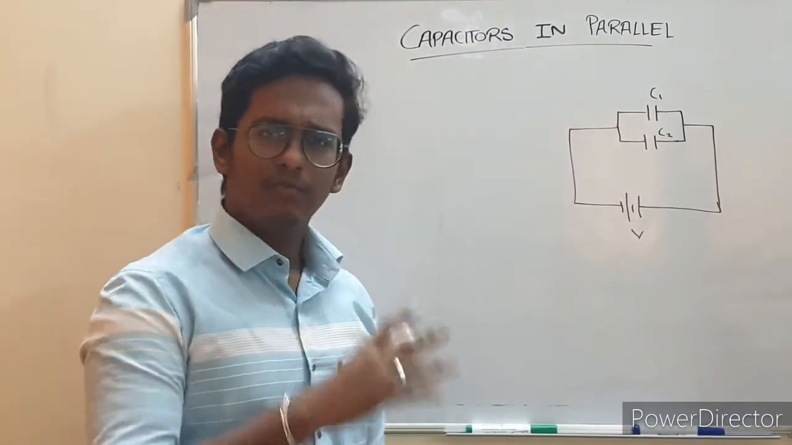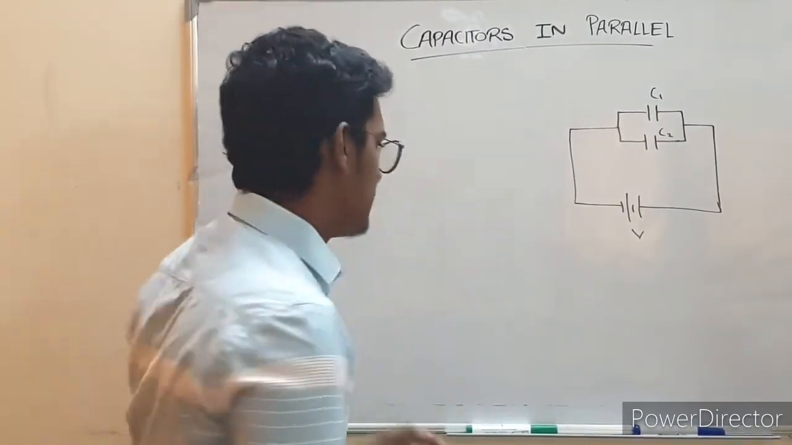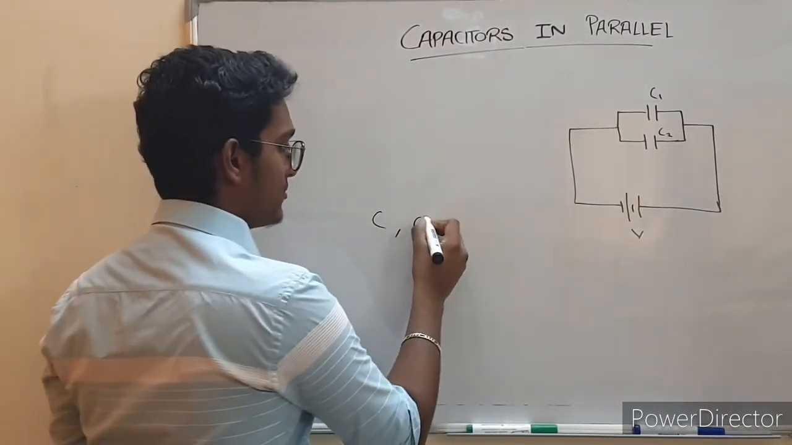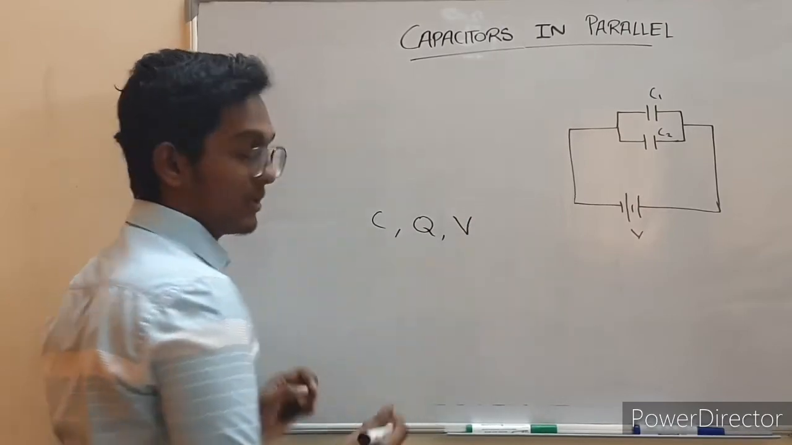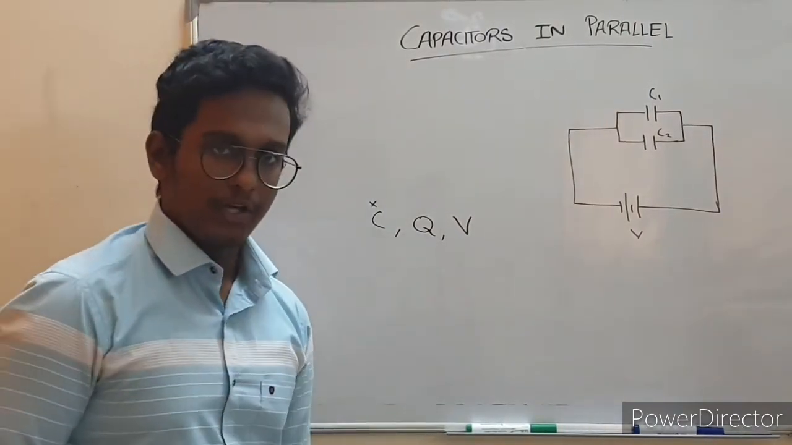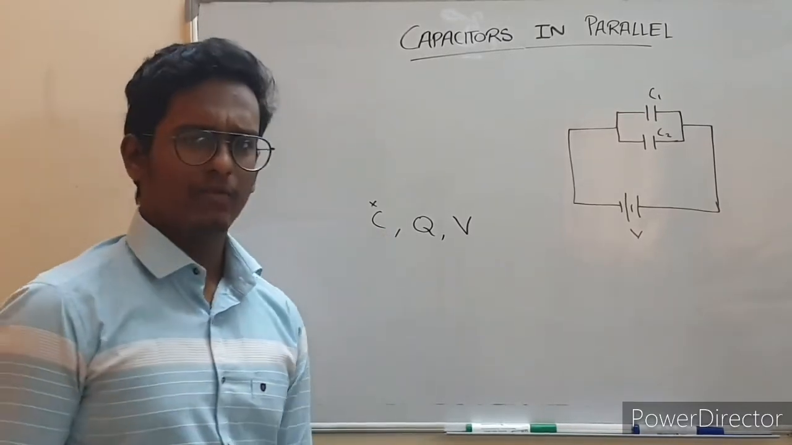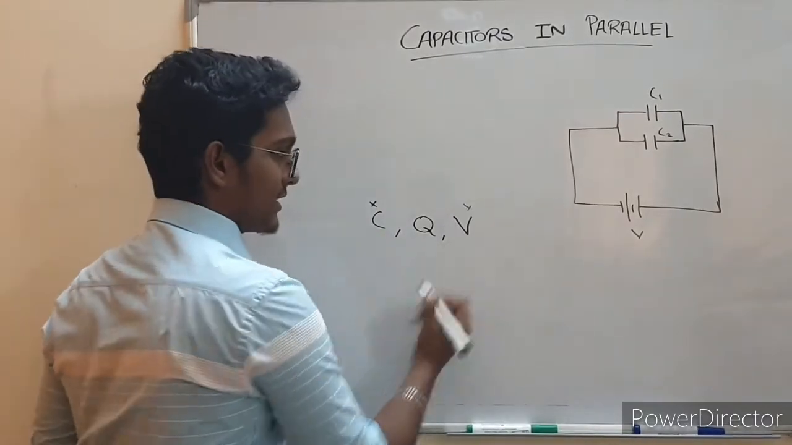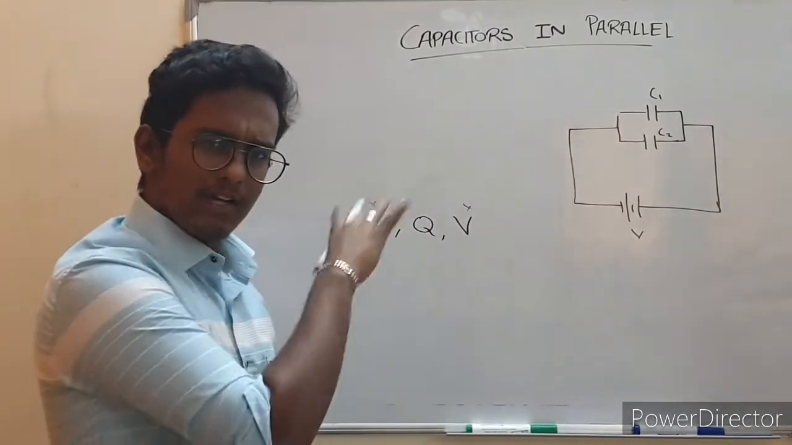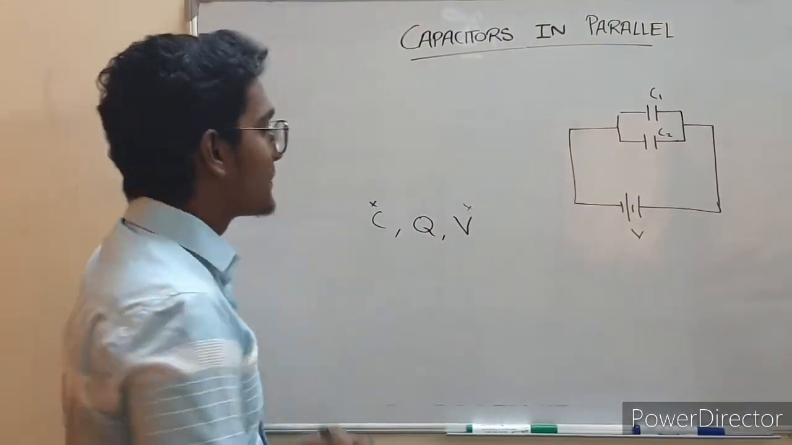So what other term from the capacitance formula can be used? The capacitance formula has the term capacitance, has the term charge, has the term voltage. We can't use capacitance directly because that's the whole point. We are trying to find capacitance. Voltage in this case we can't because the voltages are equal. So we are left with charge. We have to do some relationship out of charge.